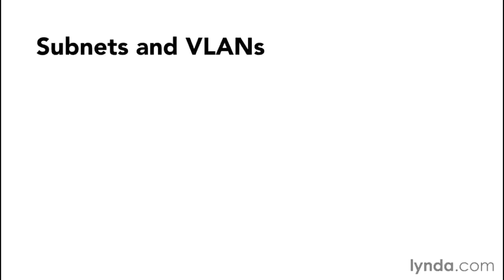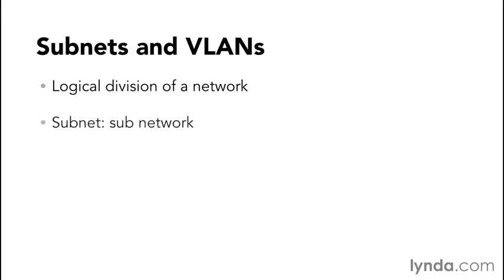I'd like to talk about subnets and VLANs. Both of these are logical divisions of a network. They allow us to take one network and divide it into smaller parts using different techniques. A subnet is a shortened way to say subnetwork, and it's a part of the IP version 4 standard. So IP4 supports multiple subnets.